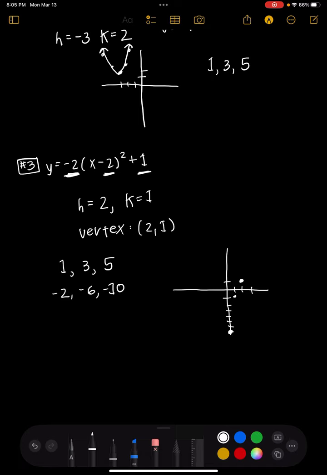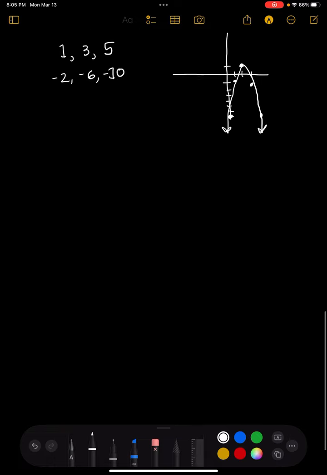Then I do the same thing on the other side. Sorry, that probably should go a little bit more like that. And now I can connect all the dots. And here is my graph. And it's that upside down U because that a is negative.